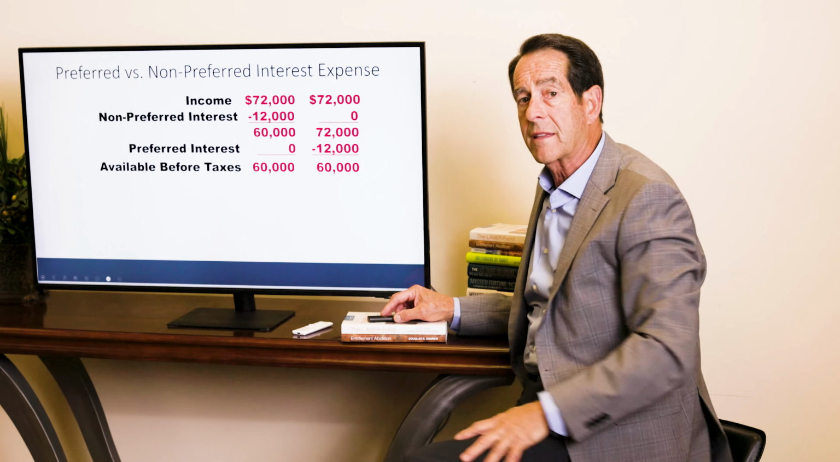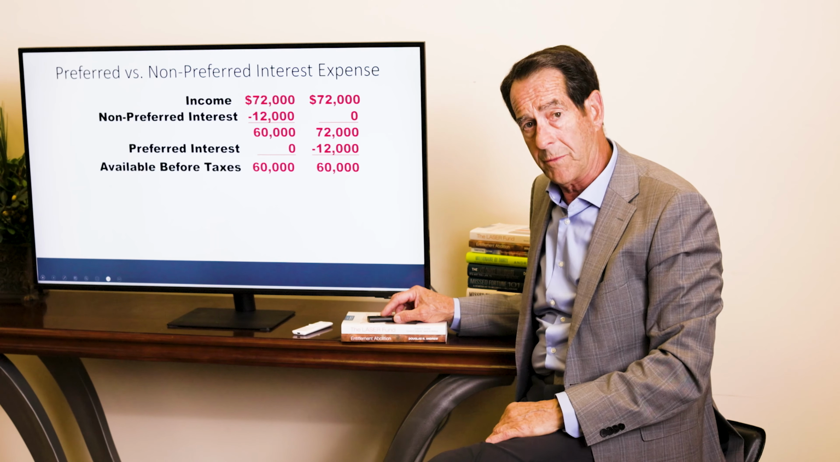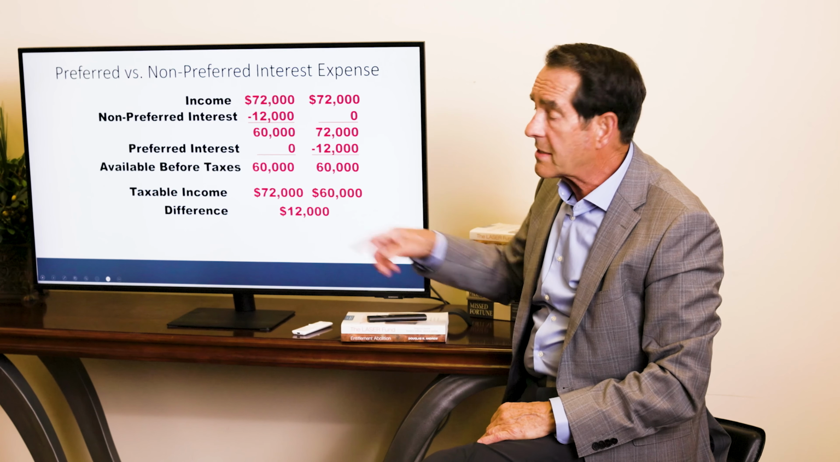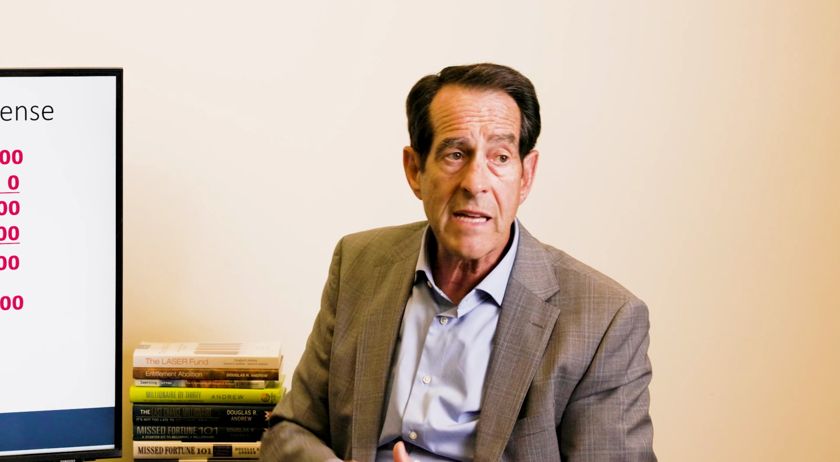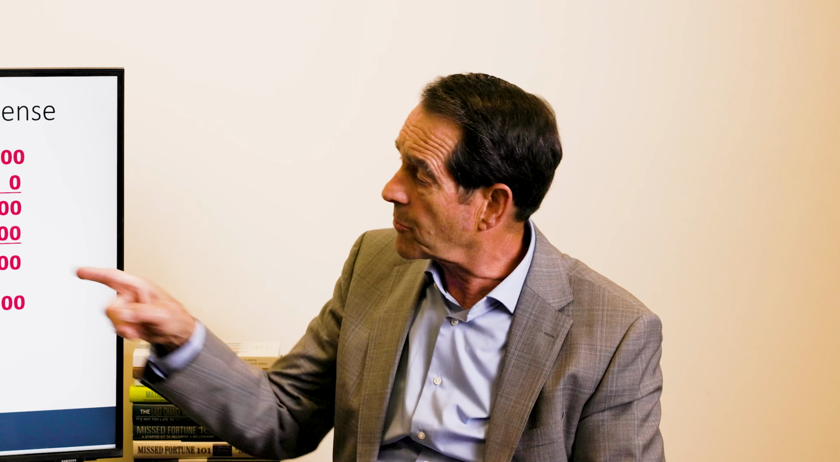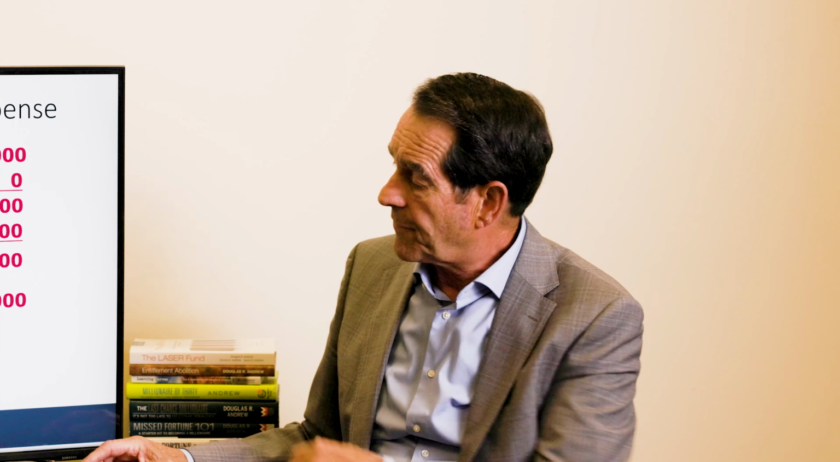They still have the same $60,000, but what's the difference on their tax return? This individual has to pay taxes still on the full $72,000. This individual only has to pay taxes on $60,000 because they got to write off $12,000 of deductible interest. In a 33% bracket, they save $4,000, one third of that. This is real money. This isn't paper money. And so when you understand the difference between preferred and non-preferred interest expense, preferred means deductible.